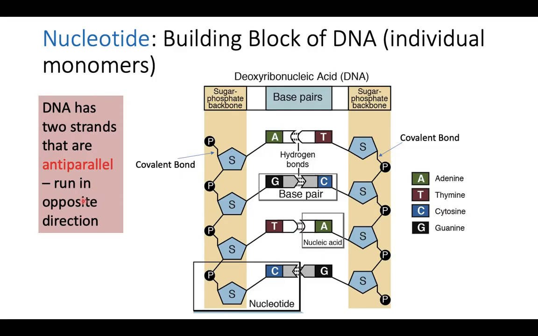If we go back to our DNA structure, let me draw this for you so you can actually see it. Here we see one nucleotide, and here we see another nucleotide, and here we see another nucleotide. So here we see the monomers, or the nucleotides, forming the DNA structure. And that's what it means by DNA being a polymer of nucleotides.